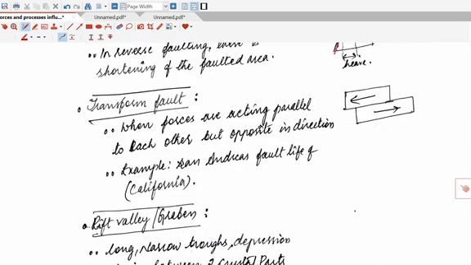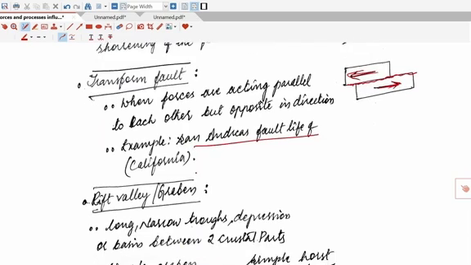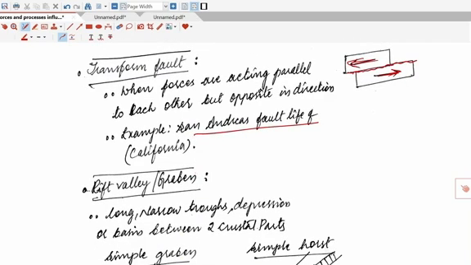And transform fault, we can say two blocks get transformed in opposite direction. This is called transform fault. When forces are acting parallel to each other but opposite in direction. See, forces are acting in parallel but in opposite direction. Example, San Andreas Fault of California.